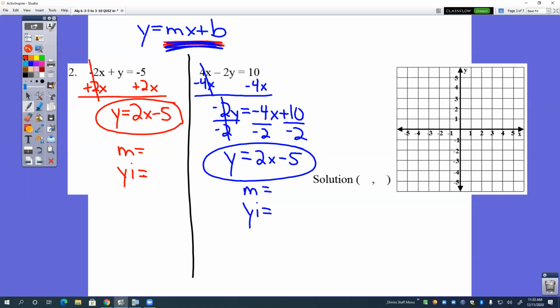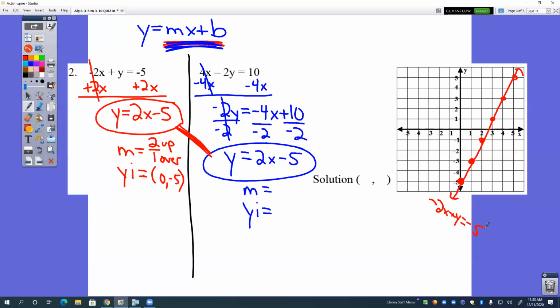Hopefully you noticed that our rearranged equations were both the same exact equation. So really you're only doing half the work here. So we have 2 over 1 as our slope. Remember, we want to write it as a fraction. That's really up 2 over 1. Our y-intercept is 0, -5. So starting at 0, -5 down here, we're following the slope. We're going up 2 over 1, up 2 over 1, up 2 over 1, so that we get this line. So that was -2x plus y equals -5.